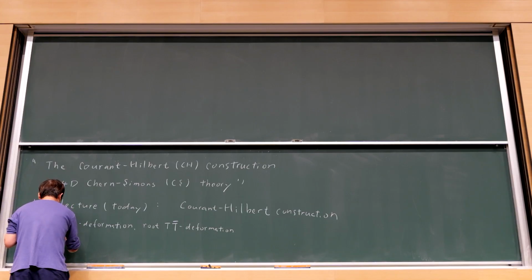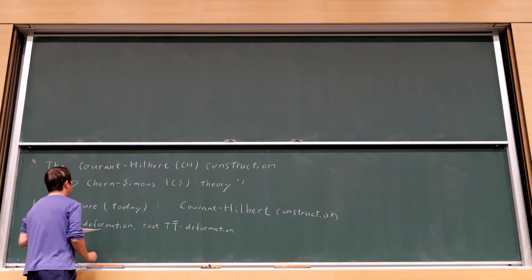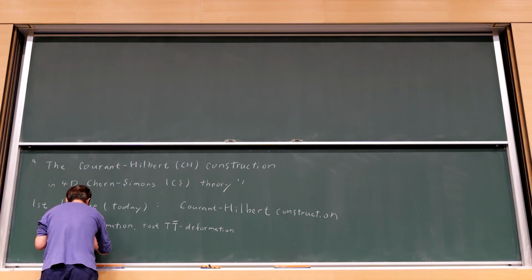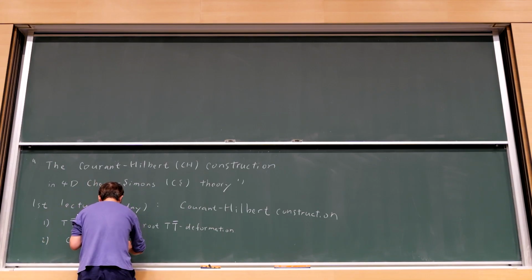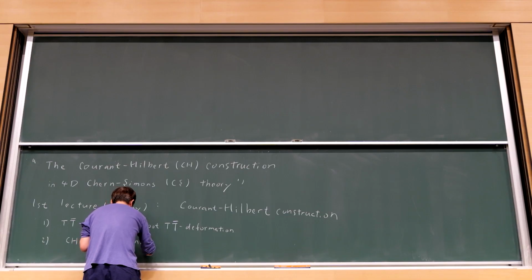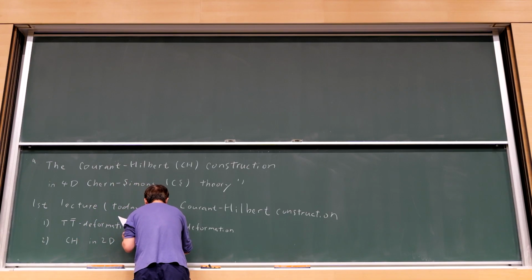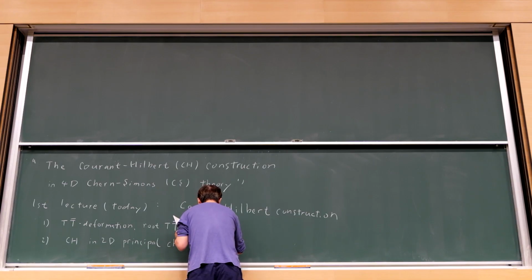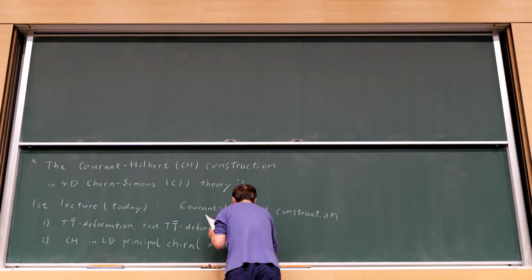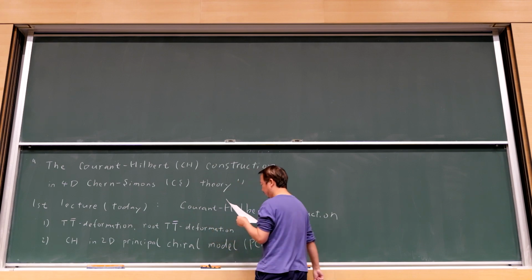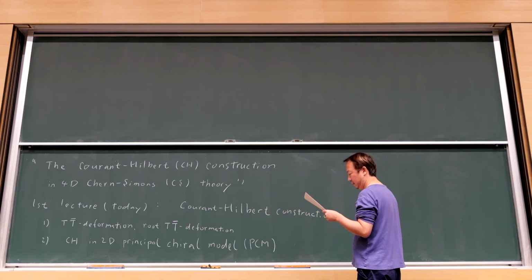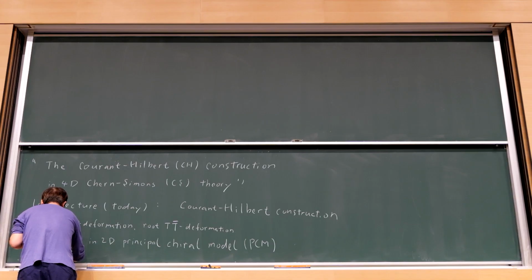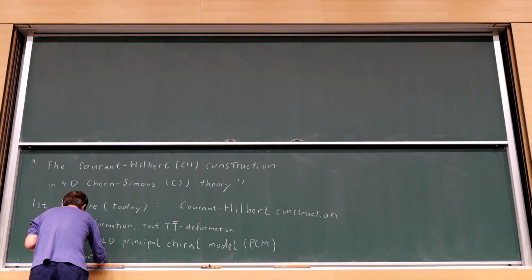Then I would like to explain the Courant-Hilbert constructions of integrable deformations of the two-dimensional principal chiral model, the 2D principal chiral model. This Courant-Hilbert approach contains TT bar deformations and root TT bar deformations.